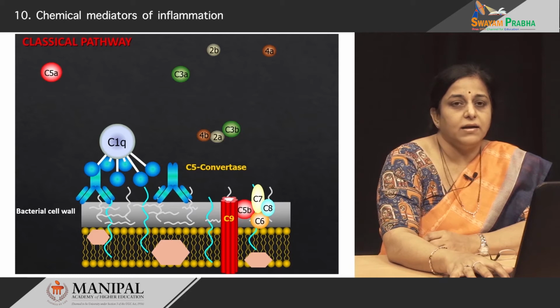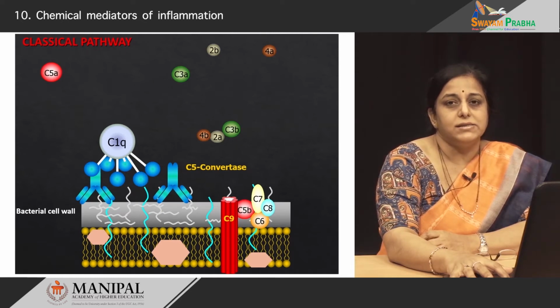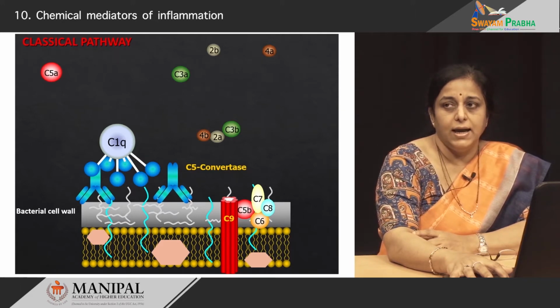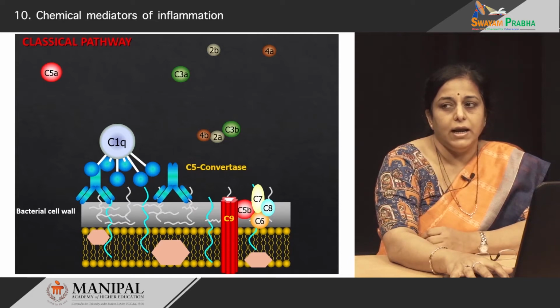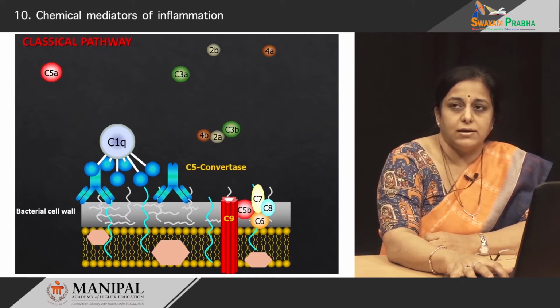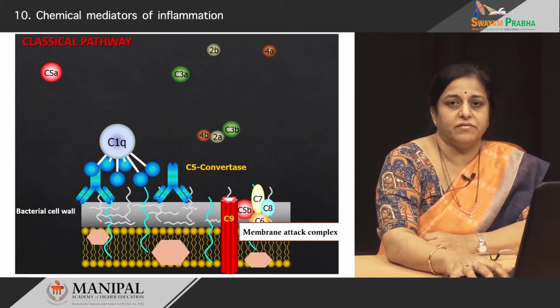So, we learnt here that the classical pathway begins when there is an antibody binding to the bacterial cell wall. This attracts the C1 complement protein. C1 cleaves C4 and C2. The C4B and C2A is a C3 convertase, which converts C3 to C3A and C3B. C3B again binds to the C4B and C2A and is now the C5 convertase, which converts C5 to C5A and C5B. C5B comes and attaches to the bacterial cell wall and consecutively activates C6, 7, 8 and 9, and the C9 forms a hole on the bacterial cell wall causing cell lysis. So, this is the classical pathway of complement. The C5B to 9 is called the membrane attack complex.